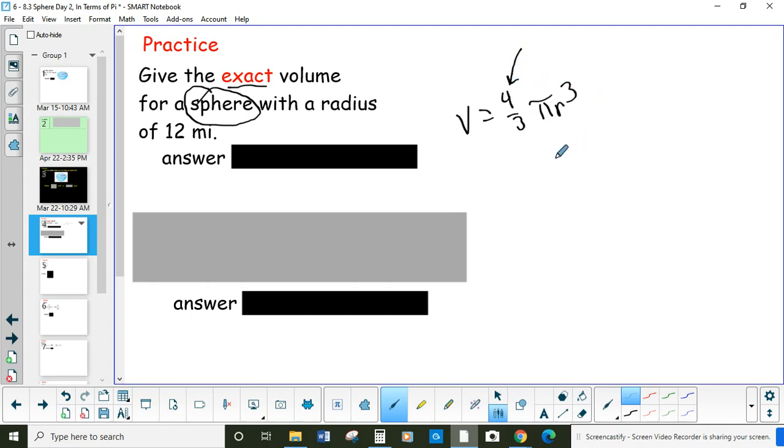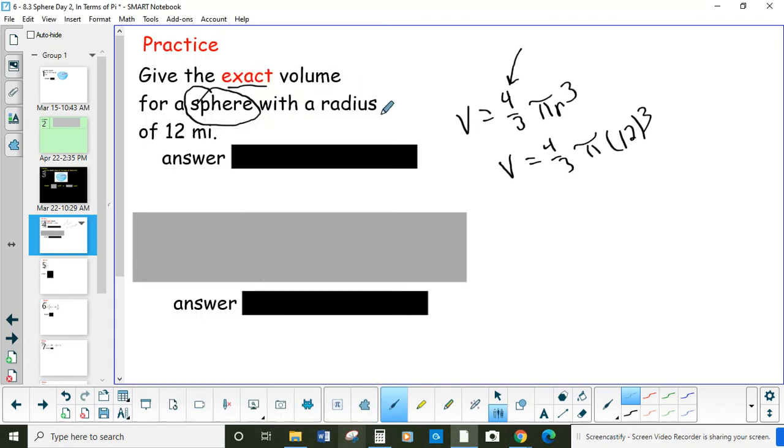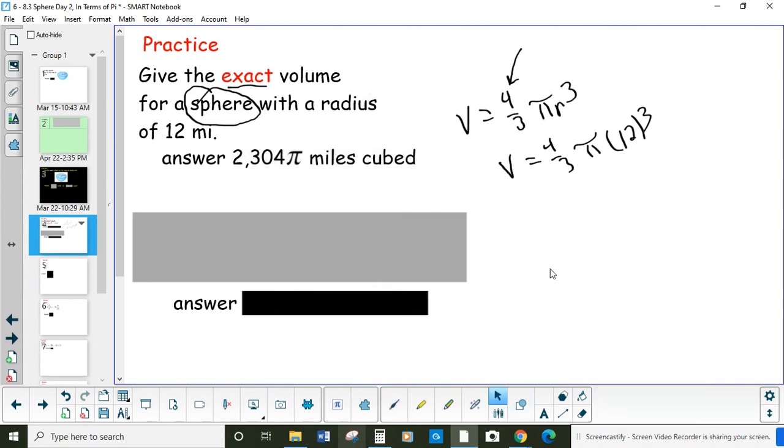It says give an exact answer if the radius is 12. So that means I do 4/3 times pi. I'm not going to write it as 3.14. I'll put my radius in there, and I need to cube that first in my calculator. So I grab my calculator. I go 12 times 12. And for a sphere, we got to do it a third time. Skip the pi for now because they want an exact answer. Times 4, divide by 3, and we got 2,304, but not really. It's 2,304 times pi. And the way you would read that is 2,304 pi miles cubed. That's the volume of that sphere.